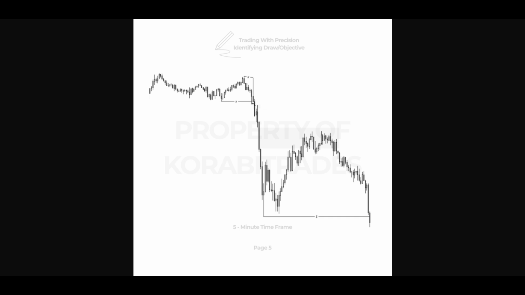Now, this previous imbalance here did get filled, so most likely I will look for the one closest to that previous structure low. In this scenario, it would be this fair value gap here. Not this one, not this one, this one. This is the closest to the structure low. Now let's see if we align.